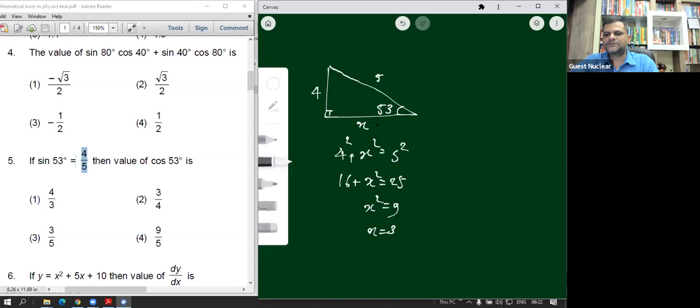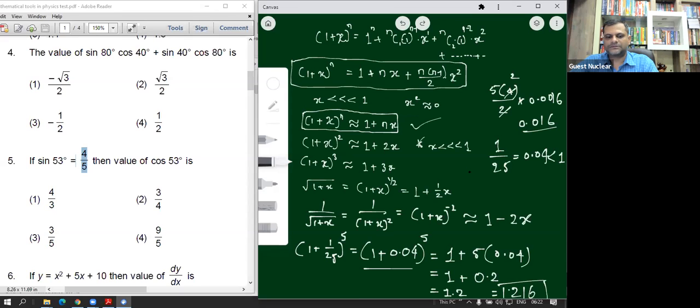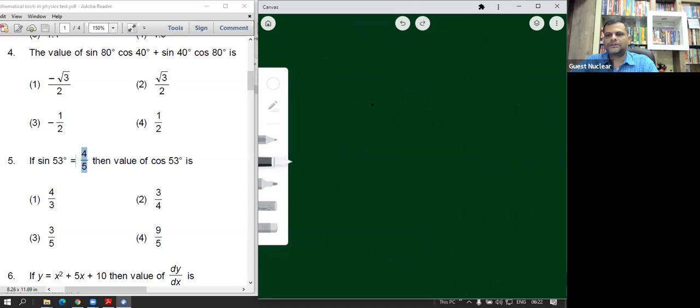And since x becomes equal to 3, we can easily find cos of 53, because cos 53 is nothing but adjacent upon hypotenuse, which becomes 3/5, and that's it. So in this way we can get the final answer by another method. Yes. Next one.